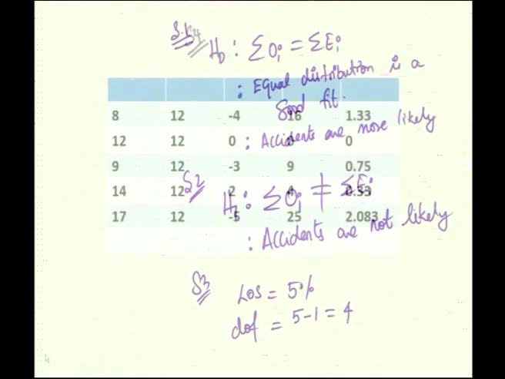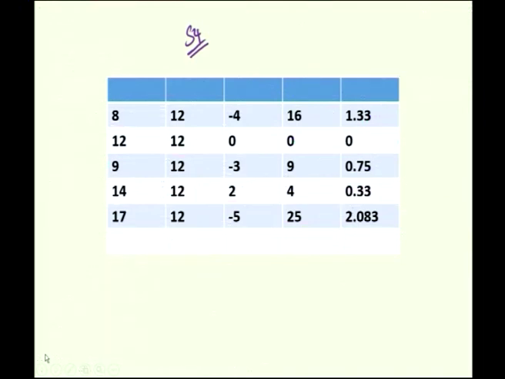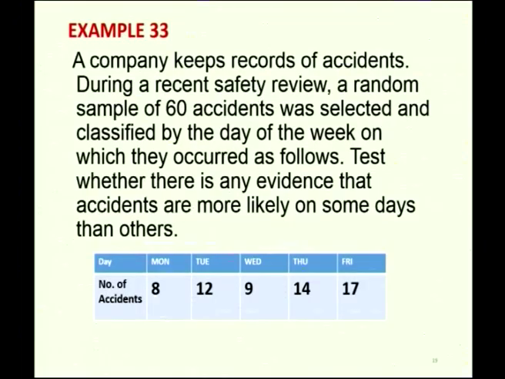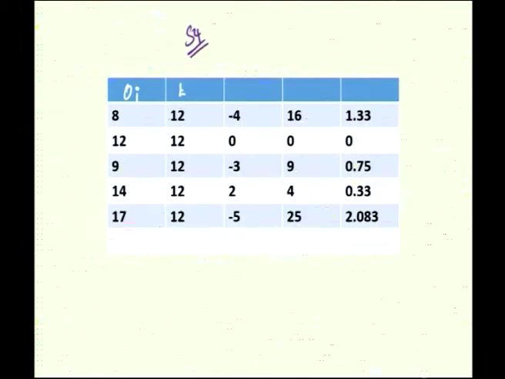So, step 4 is the calculation part where we have to calculate the OI and EI, OI minus EI, and then chi-square value. These are the OI values which are given in the question, right? That is the observed frequencies. On Monday 8 accidents, then 12, 9, 14 and 17. Then EI: when you calculate OI's total, it comes to be equal to summation OI is equal to 60.